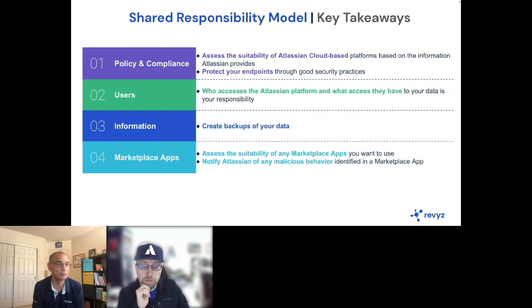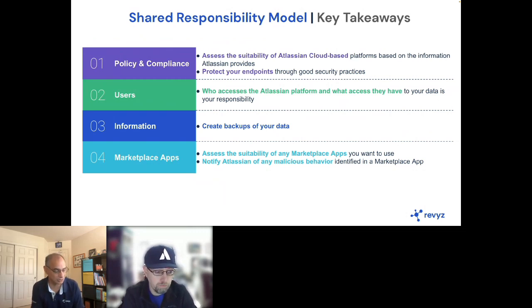Lastly, again, this is more in context with regards to Atlassian, if you're using any add-ons from the Atlassian marketplace, make sure that you assess the suitability of those applications for yourself. And if you see any malicious behavior, then you report it back to the Atlassian marketplace so that they can take the appropriate actions. So these are the 4 or 5 things which are critical from a shared responsibility perspective.